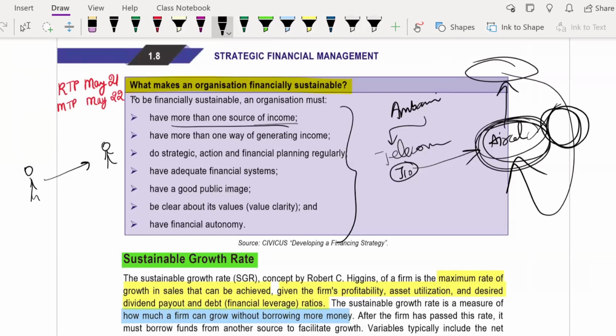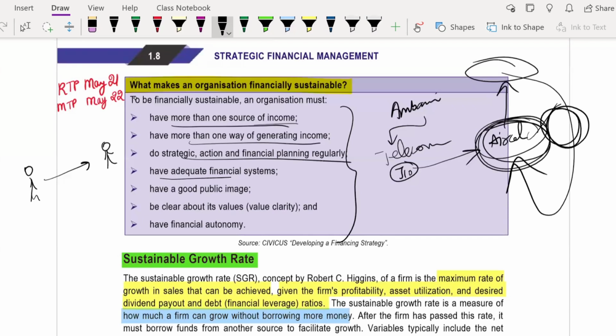so that in case tomorrow he loses his job, he must still be able to support the family. The second one is more than one way of generating income. These both points go hand in hand. Then he should have good financial planning. He should have saved up money for himself, for the future, for the children's education, for marriage expenses. All that financial planning should be there and very well performed.